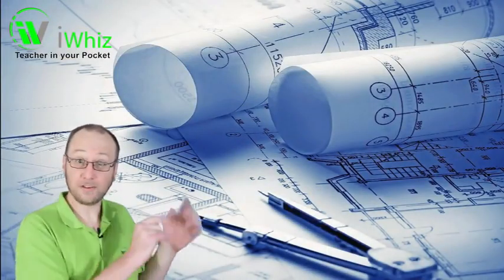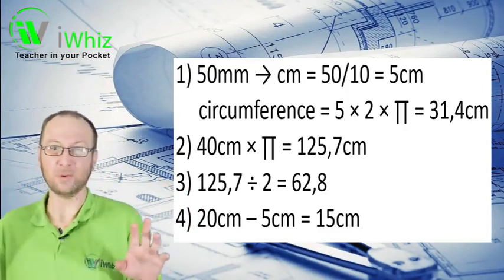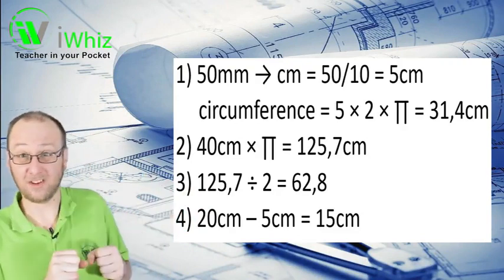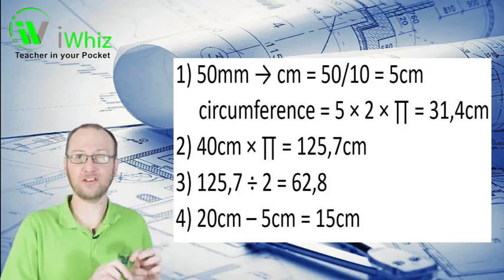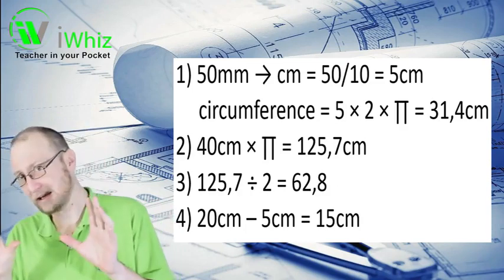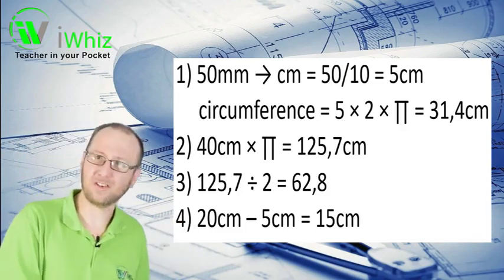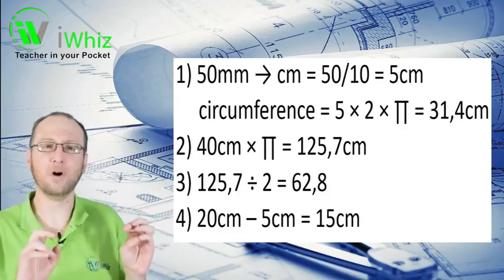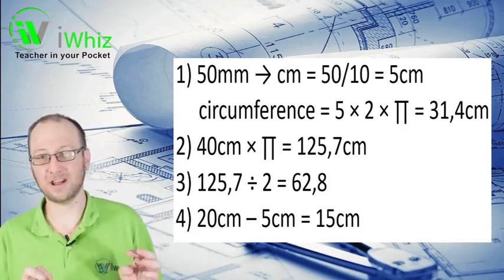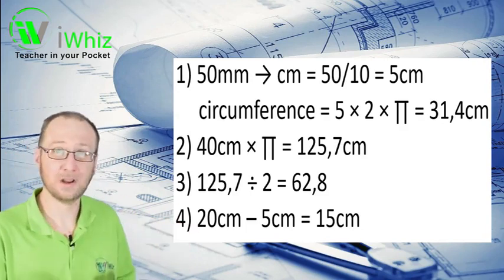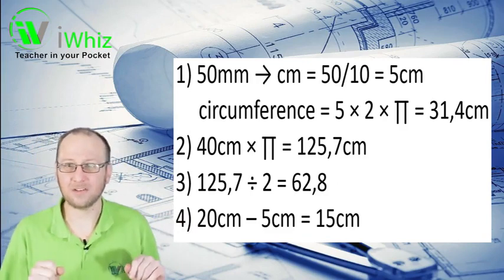So let's have a look at question 1. Now, question 1, we have 50 millimeters as the radius. Now, in this case, we want to take that radius and turn it from millimeters into centimeters. So we divide that 50 millimeters by 10. And we end up getting 5 centimeters.